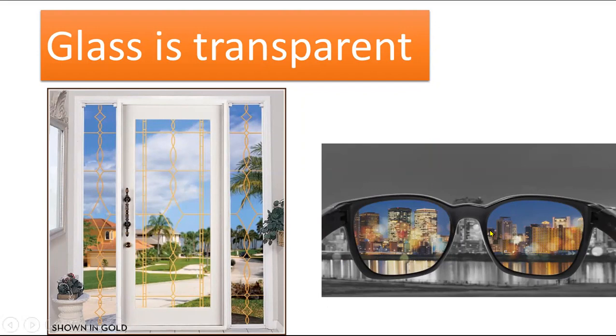Here is the example of glasses, right? So here we use this glass, because these glasses are made of glass and glass is transparent. So if you put wood in these glasses, you cannot look at the other side, right? So the glass is helpful for these glasses, right? So glass is transparent. We can see the buildings, we can see the things around you.